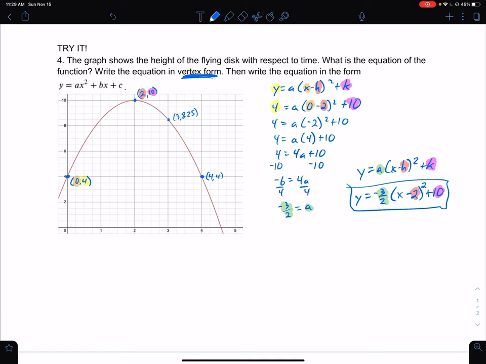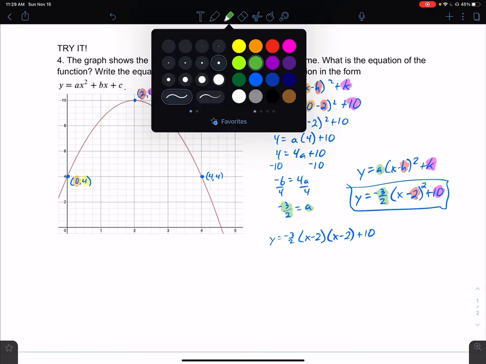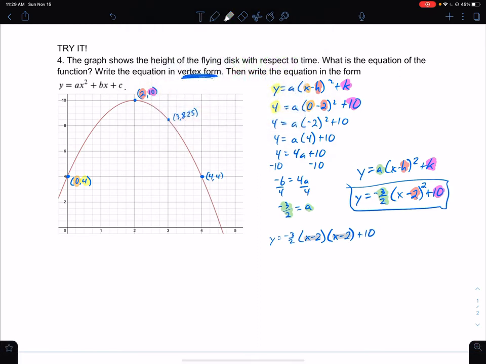So we have y equals negative 3/2. I'm going to write out the x minus 2 squared as x minus 2 times x minus 2 because we're going to need to multiply those out. So I'm now going to use the FOIL method to distribute these two together. So negative 3/2 times x squared minus 2x plus 4. Combine our like terms.